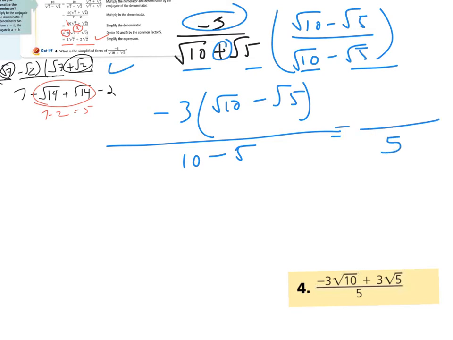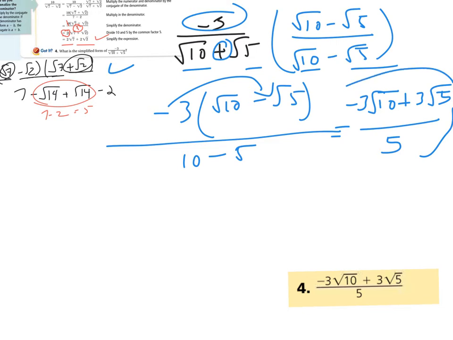So it's really just going to become 10 minus 5, which, by the way, if you didn't know, is 5. So on the top, then, we're going to distribute that negative 3, so I'm getting negative 3 square roots of 10. And here, negative times negative is positive, so plus 3 square roots of 5. And that is the simplest form of this.